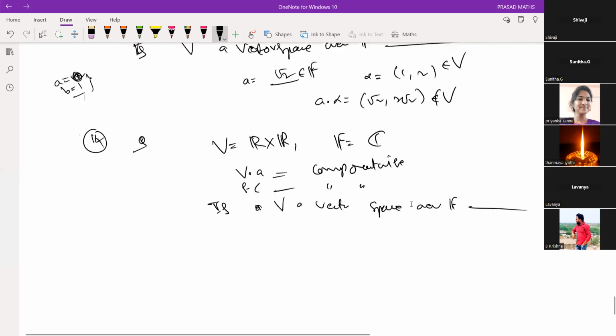Okay. The question is whether V is a vector space over the field. Again, the second property will not hold. What is the scalar? What is the vector? Give me one.